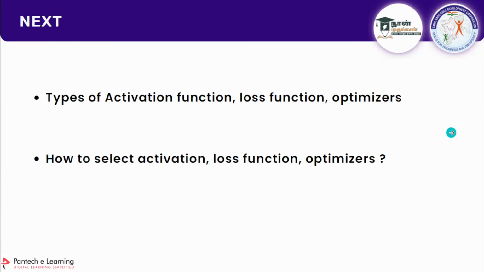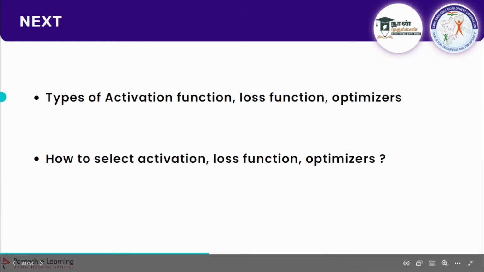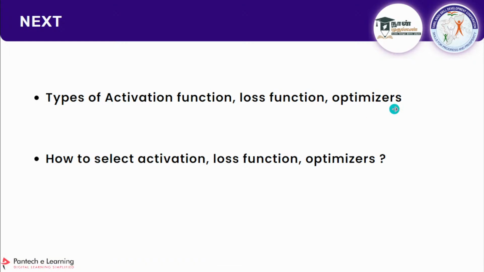or less loss. Next we are going to cover the types of activation function, loss function and optimizers. You have to select these, guys. How are you going to select them? That's what we are going to discuss next. Is it clear till now? Can I get a thumbs up, guys? Waiting for your response.